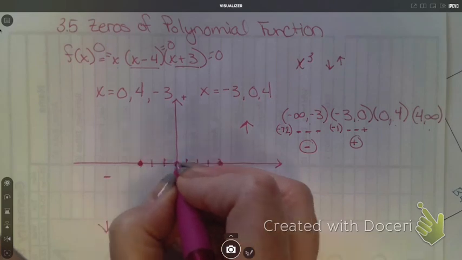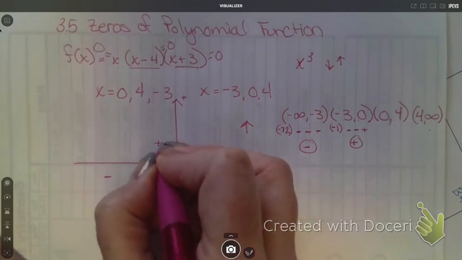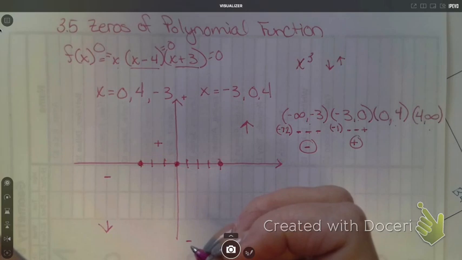So this piece of the graph right here is what? Positive.